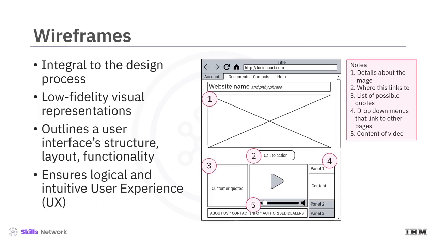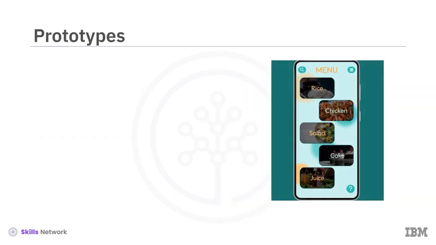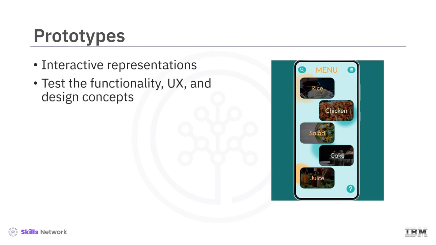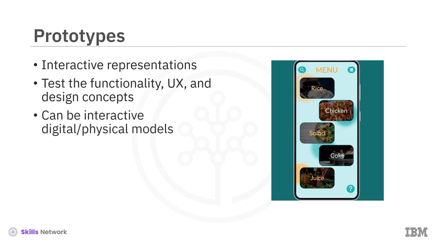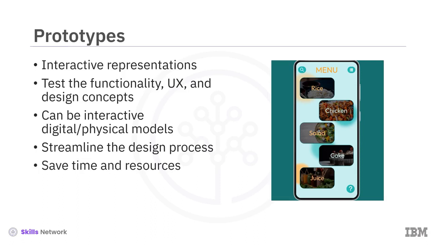Wireframes can be in the form of paper sketches or storyboards. Let's now explore prototypes. Prototypes are interactive representations created during the design and development process. Before building the final product, they simulate and test functionality, UX, and design concepts. Prototypes can be interactive digital or physical models, allowing users to interact with the interface. Wireframes and prototypes help streamline the design process by visualizing and testing ideas early on, thereby saving time and resources.